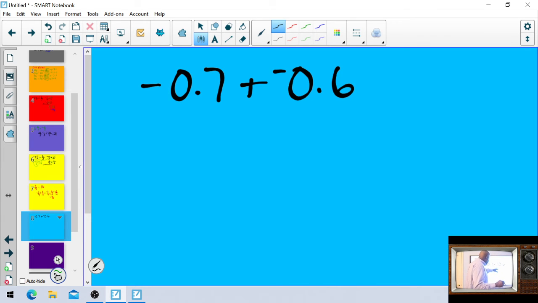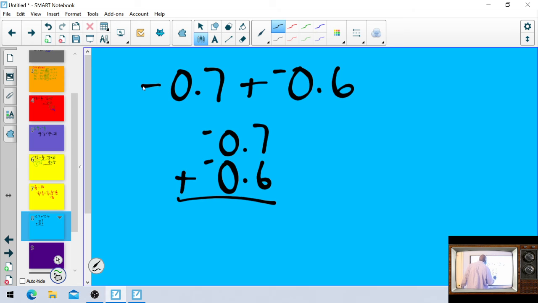Both of these are negative. Your answer is going to come out to be negative. I would set them up vertically. It's just easier. Set them up vertically. Don't be using no calculator. That'll be 3. Carry the 1. Bring your decimal over. Just that simple. Follow the rules.